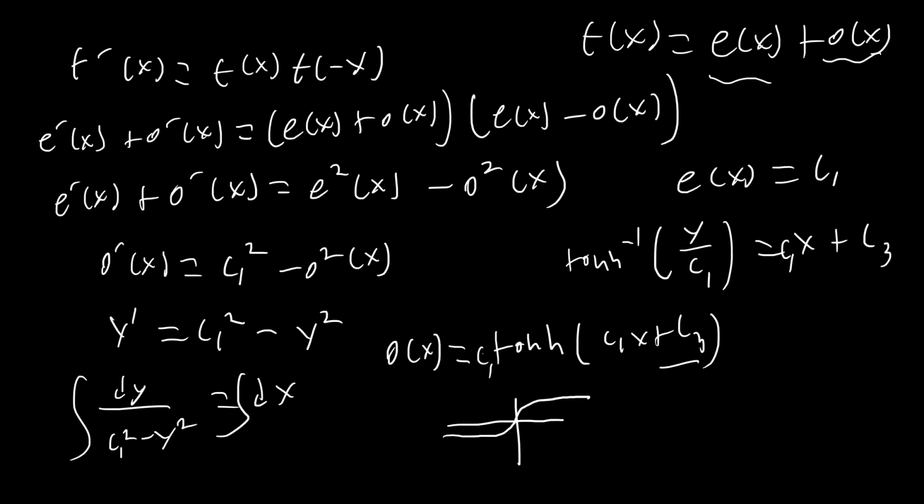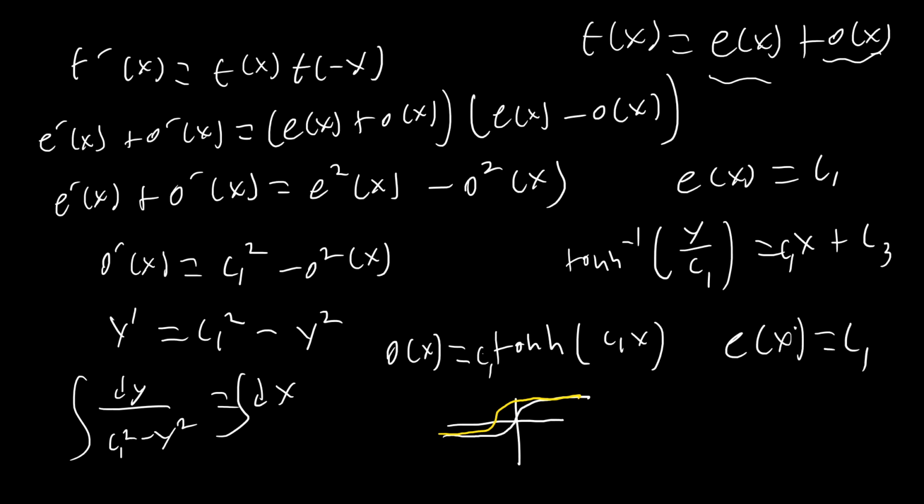The problem is, if we shift it over with that c3, it's going to look like this, something that's not necessarily an odd function. So we actually need c3 to be equal to 0 in order for this to be odd. So I'm going to go ahead and just remove c3 because c3 is equal to 0. So this is our solution. O of x equals c1 hyperbolic tangent of c1x, and E of x equals c1.